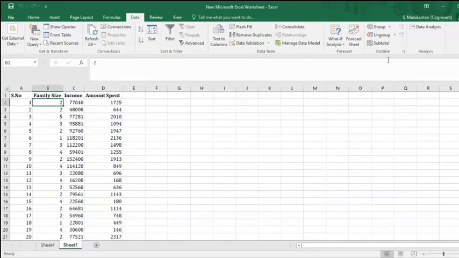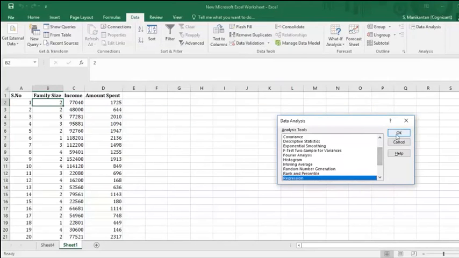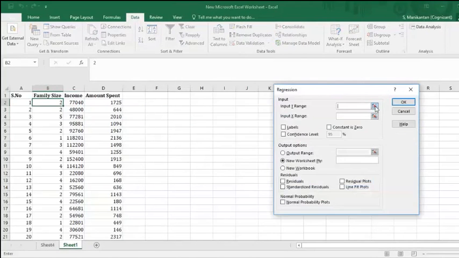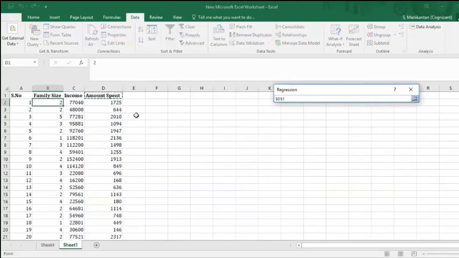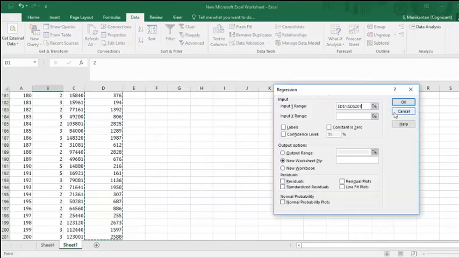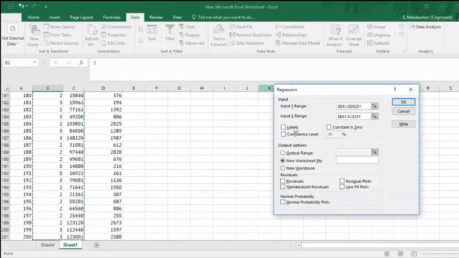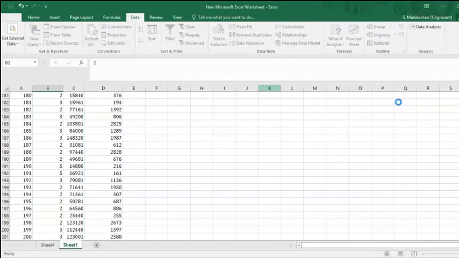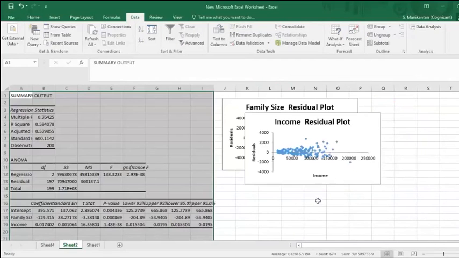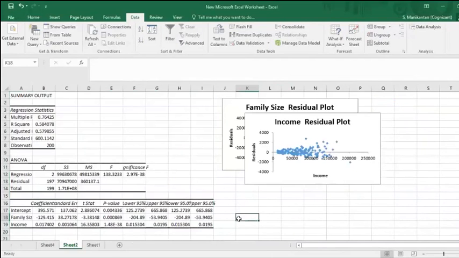Let's perform the regression now. Go to data, data analysis, choose regression. The input Y range should be the amount spent. X range would be the family size and income. Labels here, and choose residual plots alone here. Okay, this is our regression output.